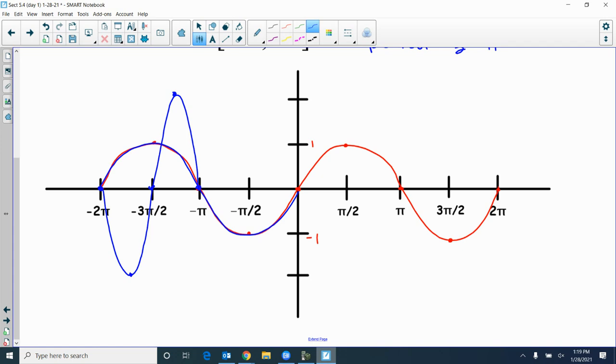And then we're just going to repeat that pattern all the way to 2 pi, and then halfway down here, it's going to be negative 2 at the point between negative pi and negative pi over 2. Up here, 0. And then continue that pattern.